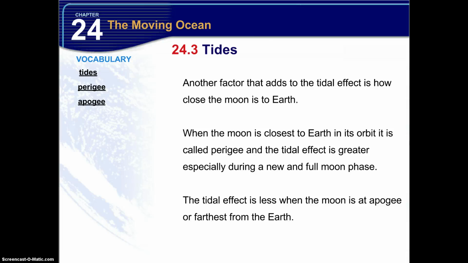Now, another factor that adds to the tidal effect is how close the moon is to the Earth. When the moon is closest to the Earth in its orbit, it is called perigee, and the tidal effect is greater, especially during a new and full moon phase. The tidal effect is less when the moon is at apogee, or farthest from the Earth.